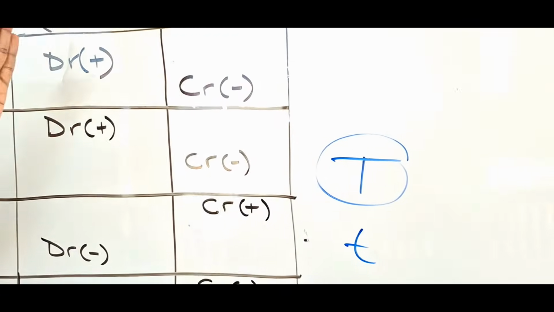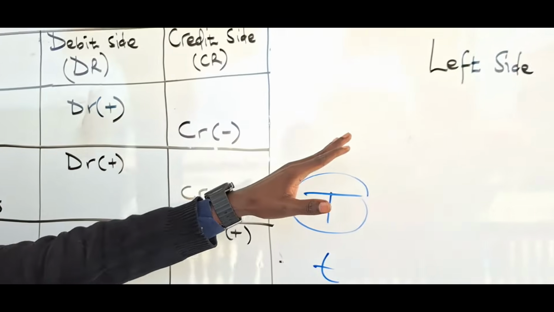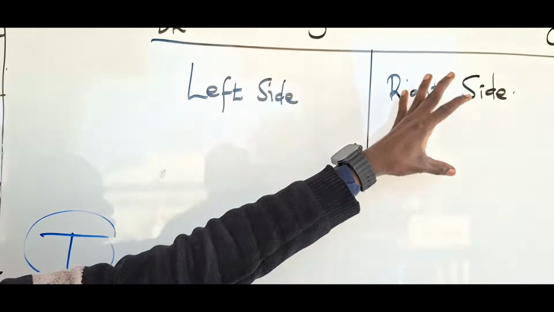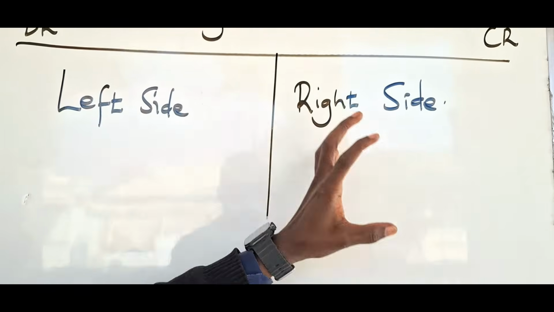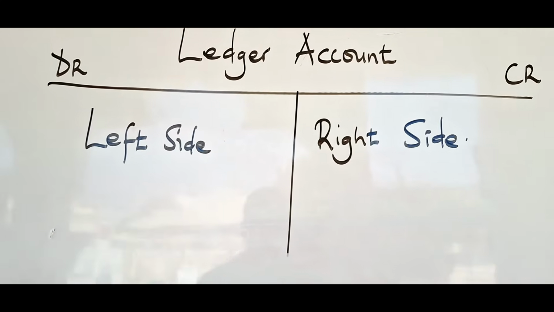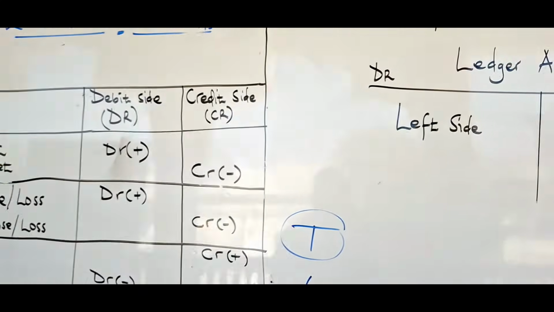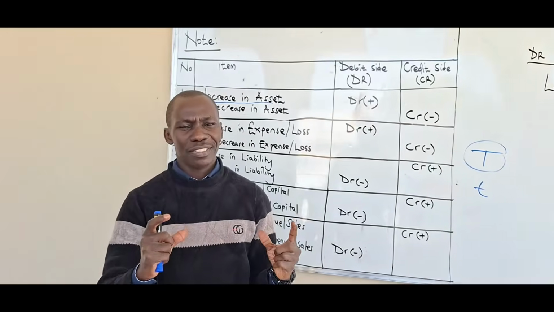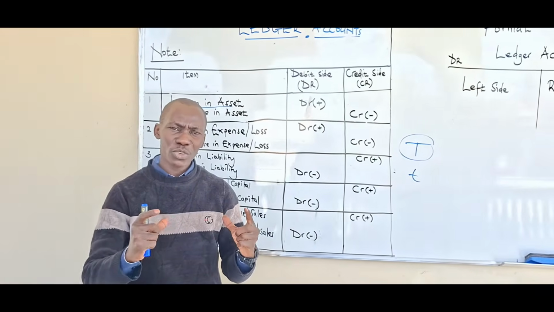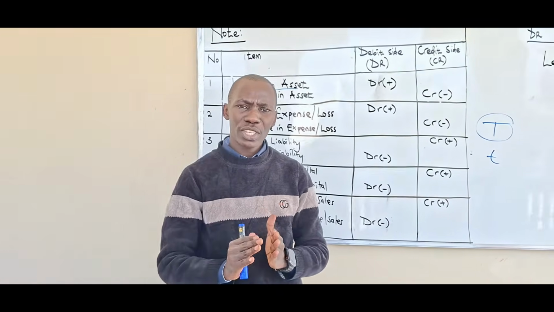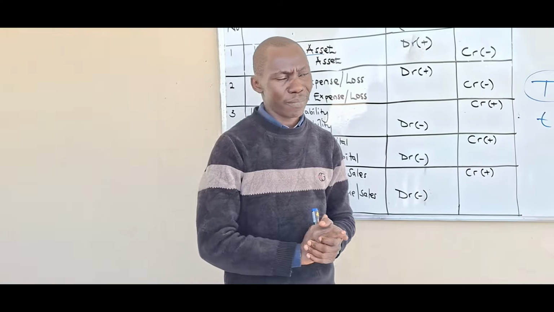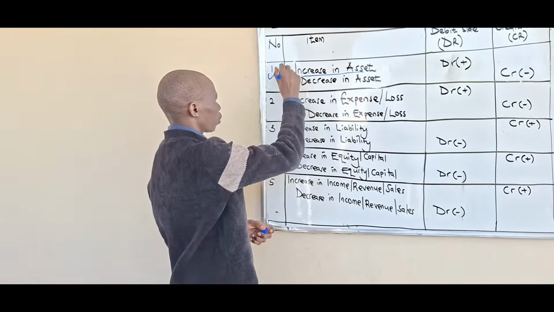We just go on the opposite side. Where an asset is decreasing, you put it on the credit side, or what we call the right side. So a keynote here to master assets, please: when assets are increasing, we debit. When they're reducing, we credit. Hope it's very clear. Let's look at item number 2.